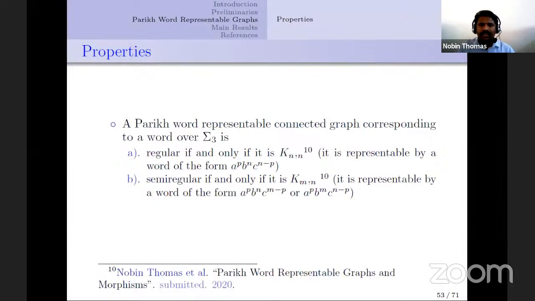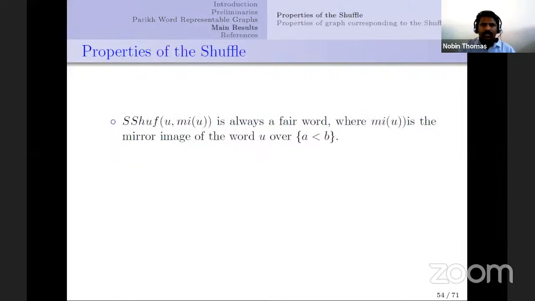A Parikh word representable connected graph corresponding to a word over sigma 3 is regular if and only if it is Knn and it is representable by a word of the form a raised to p, b raised to n, c raised to n minus p, and is semi-regular if and only if it is Kmn and is represented by either of the form a raised to p, b raised to n, c raised to m minus p, or a raised to p, b raised to m, c raised to n minus p.